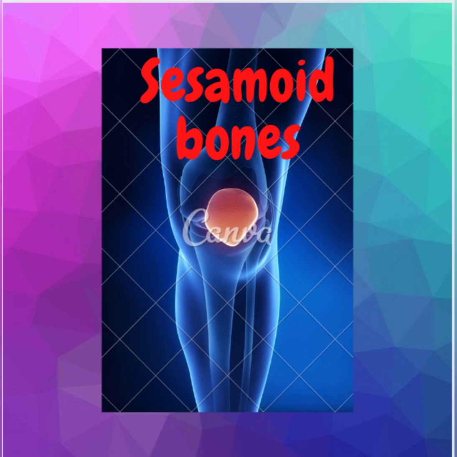Sesamoid bones. These small, roundish bones protect tendons and joints from wear and tear. The patella protects the knee joint. It sits inside the tendon that attaches the thigh muscle to the shin bone.